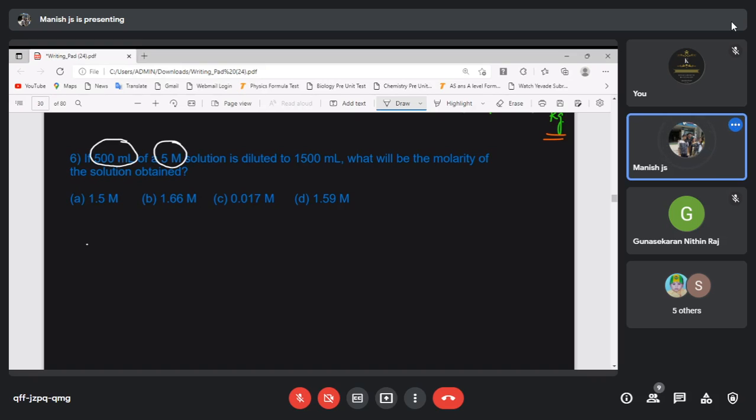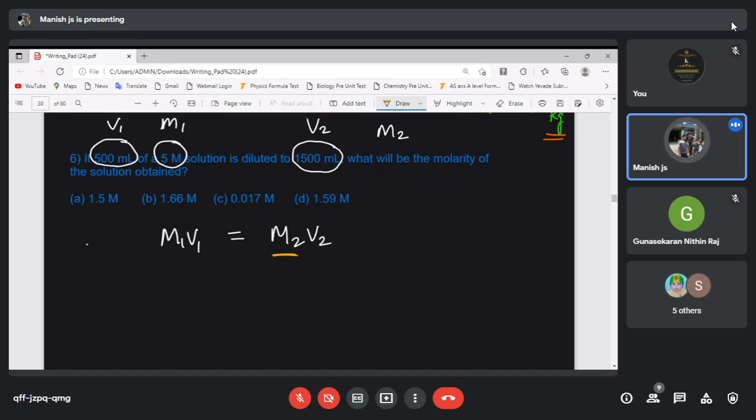I will circle it. What I have circled is V1 and this is M1. The molarity of the solution and the solution's volume are given. Next, it is diluted. After dilution, its volume changes. It is changed to 1500 ml after adding 1000 ml of water, that is, 1 liter of water is added, so the volume is V2. Now we have to find M2. Using the molar equivalence relationship, M1 V1 equals M2 V2.